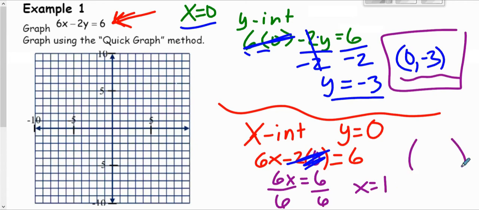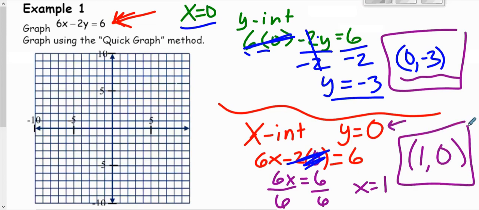So what would be my ordered pair? Well, x is 1, and y is 0, right? So there's my x-intercept. Let's go put these on the graph. If I start with that x-intercept, am I going up 1, down 1, left 1, right 1? We're going right 1 space. And for my y-intercept, am I going up 3, left 3, right 3, down 3? We're going down 3. You've just got 2 points, and then we are going to graph our line.